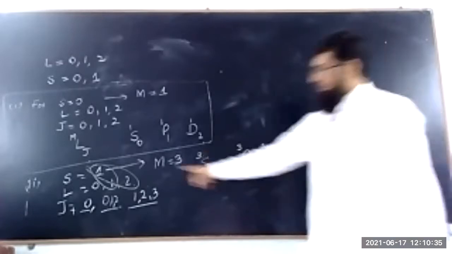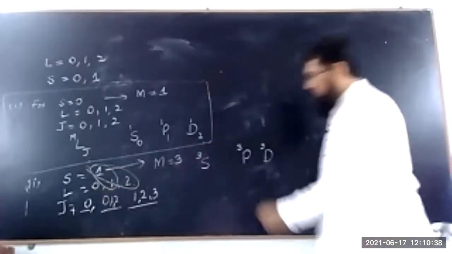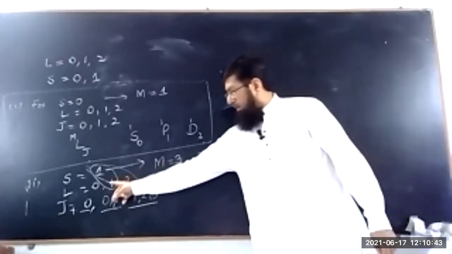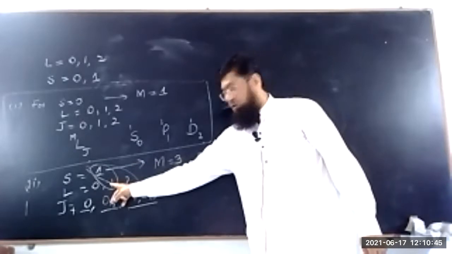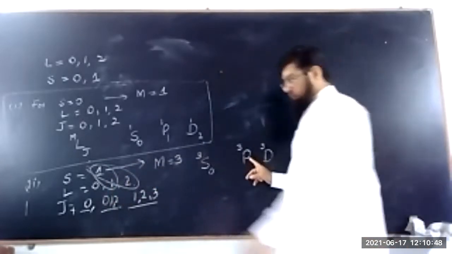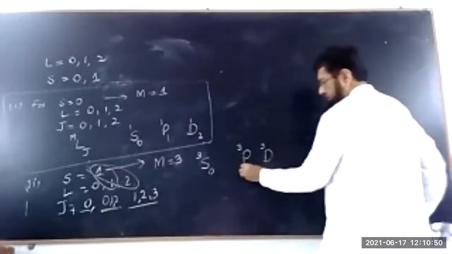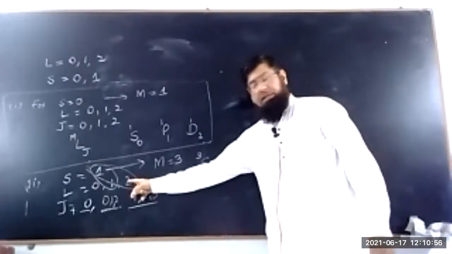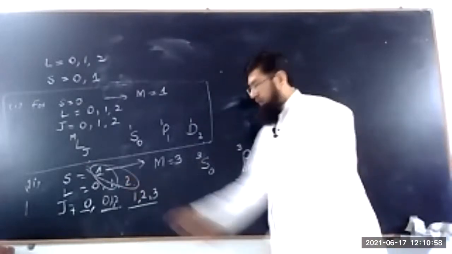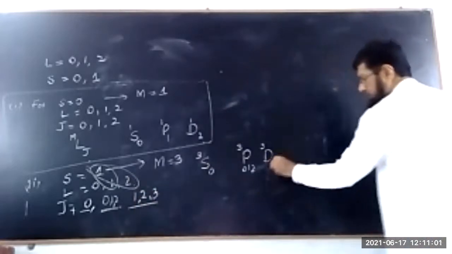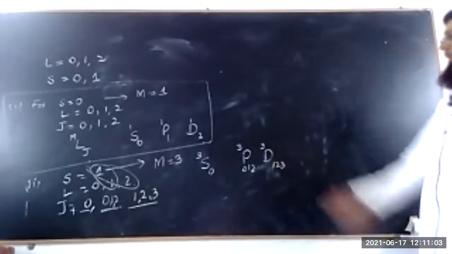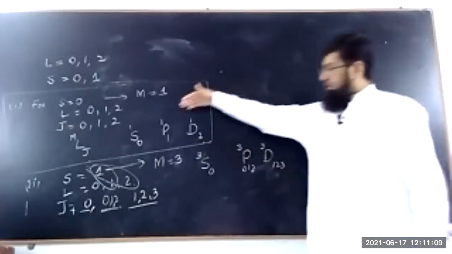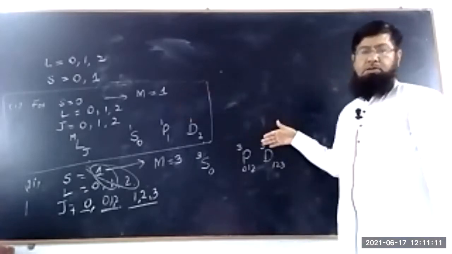So for S, the value of J is equal to 0. For the P orbital, L is equal to 1, the value of J is 0, 1, 2. For the D orbital, L is equal to 2, the value of J is equal to 1, 2, 3. So it means we have these different levels. These are the term values.